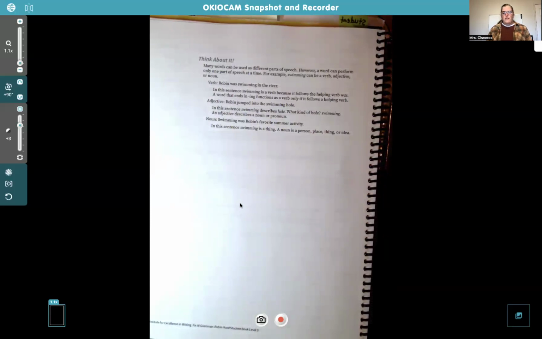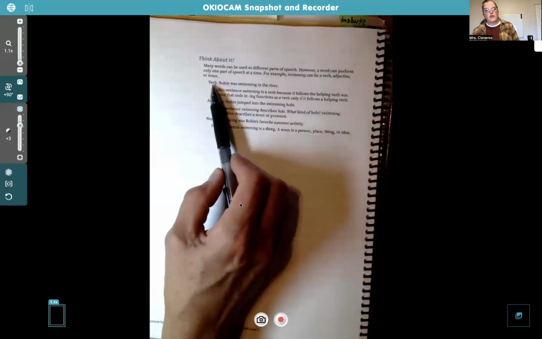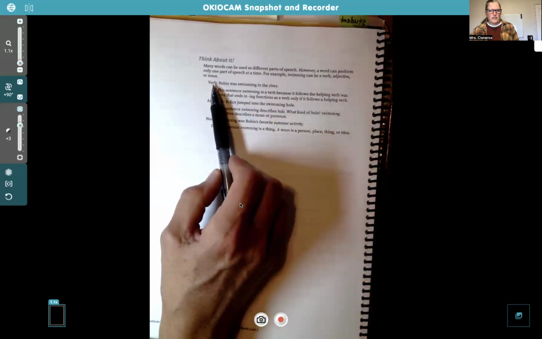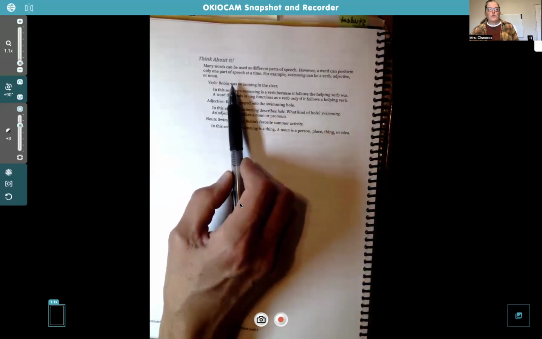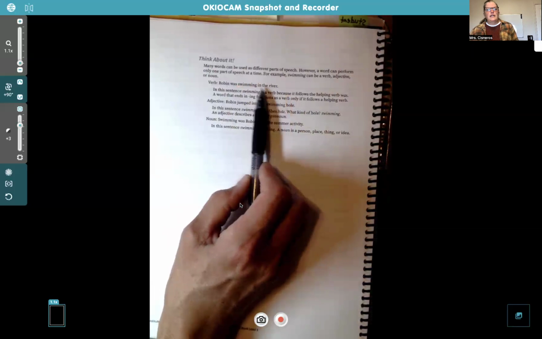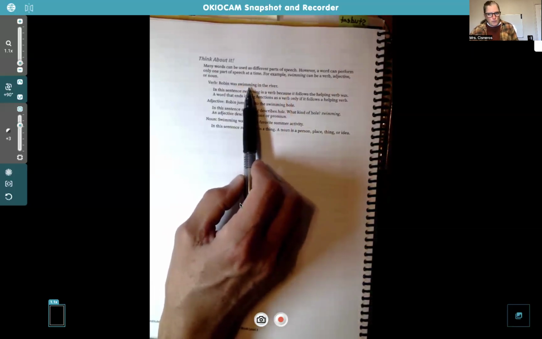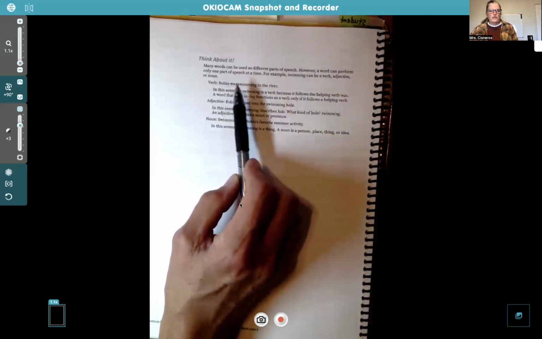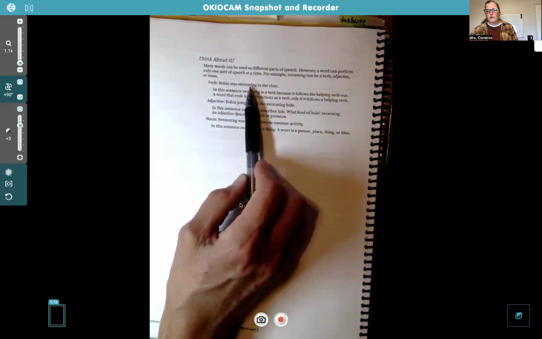And remember, they can only function as one type of word in the sentence. So it can't be a verb and an adjective at the same time. But it could be either one in different sentences. So look at the example here as a verb. This is the easiest one to identify. Robin was swimming in the river. It's an action. He's swimming, and was is a helping verb. So was swimming, they go together, is telling what Robin's doing. That's easy. That's a verb.